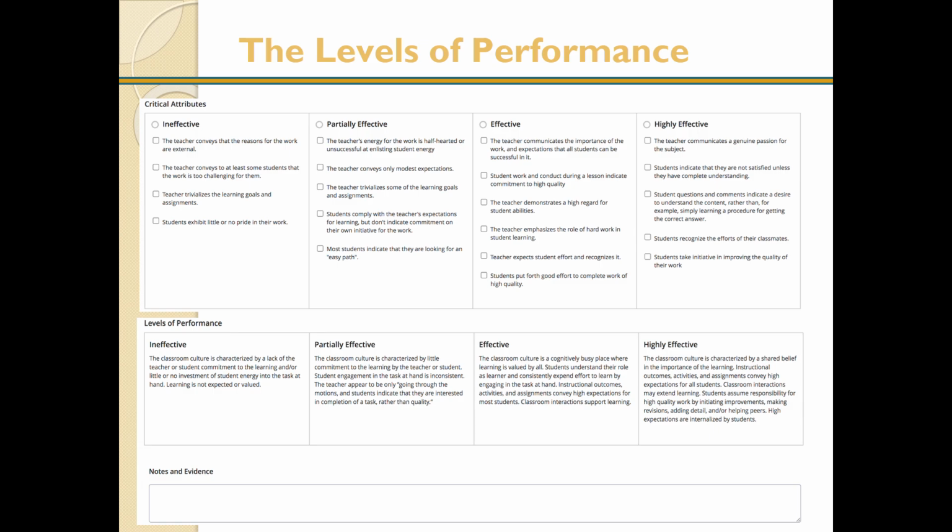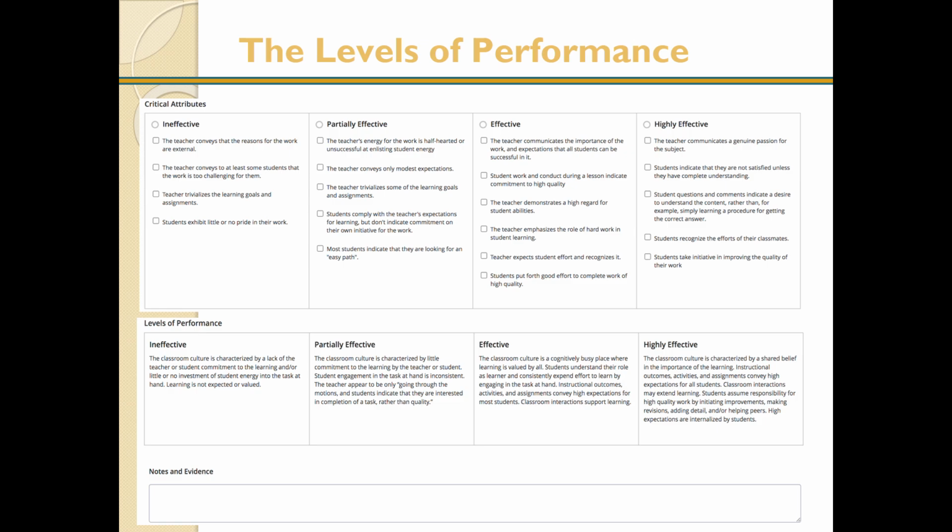Under the levels of performance. For ineffective, the classroom culture is characterized by a lack of the teacher or student commitment to their learning and little or no investment of student energy into the task at hand. Learning is not expected or valued.